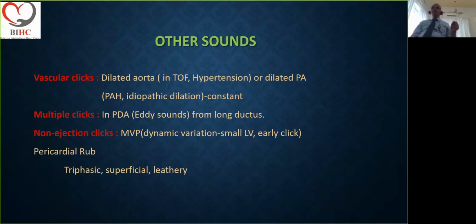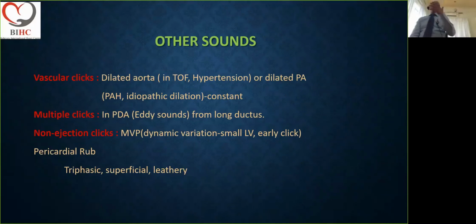And you can have a non-ejection click in mitral valve prolapse. Basically, what we mean is it is not related to LV ejection. It occurs later in systole, and it is because the chordae are too redundant or the valve leaflets are prolapsing. And the prolapse, when it reaches the limit, that is generating a click. A small LV will generate a loud, an earlier click. So when the person is standing up, relative to lying down, it's a small LV, and therefore you have an earlier click. As I said, I will not be discussing in detail a non-ejection click.